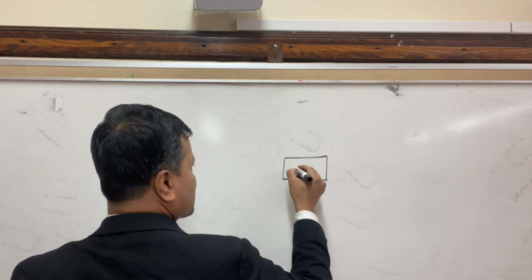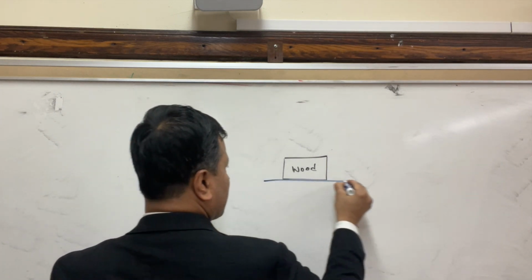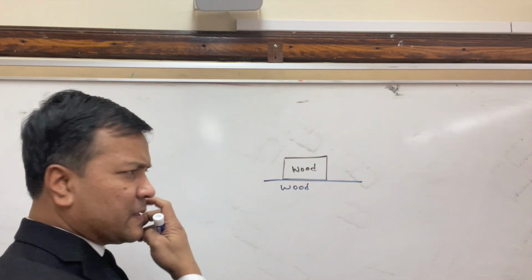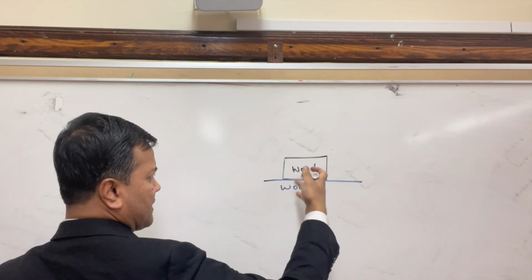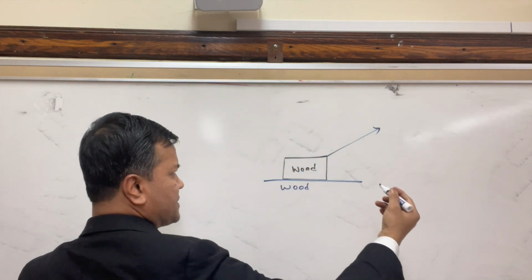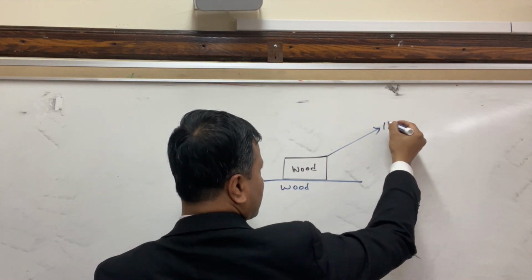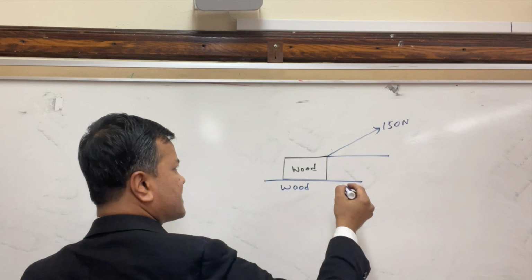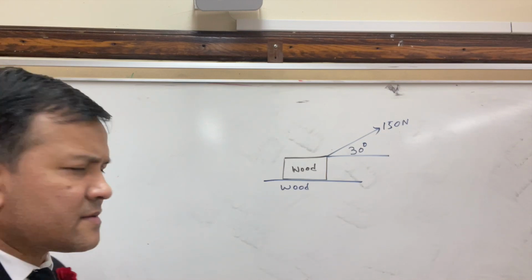Let me see whether we can understand. A wood box moves with constant velocity, wood on wood. That seems like a good combination. So Messi kicked the ball with initial velocity 30 meters per second, but here you pull it applying 150 Newton. Messi kicked the ball at 30 degrees, and this one you are also pulling at 30 degrees. You see the similarity.